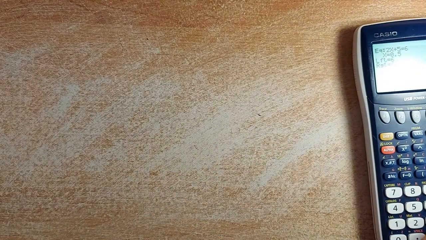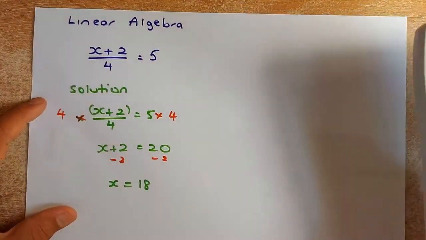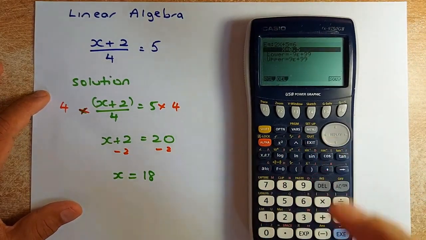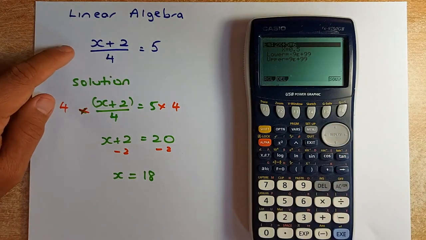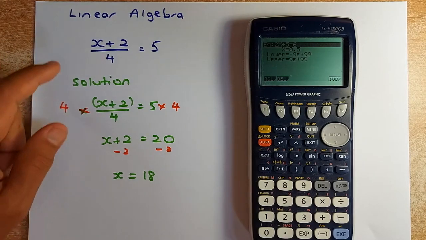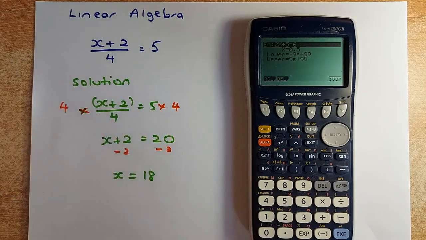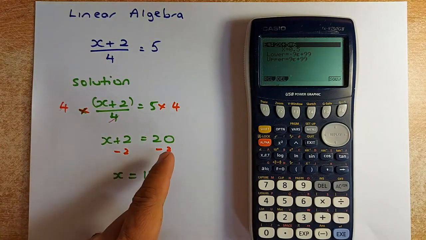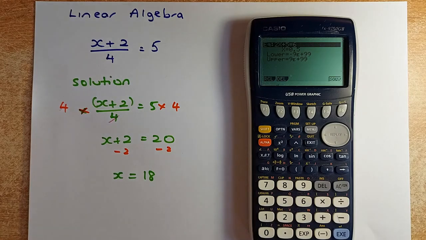The next example is also another linear algebra. This time it is a little bit on fractional equation. So we shall exit it, and we are going to put the new equation. We're going to solve this manually: x plus 2 divided by 4 equal to 5. The first thing is to get rid of this 4. You multiply by 4 on both sides, so 4 and 4 cancel out. We are left with x plus 2 equal to 20. Then we minus 2 on both sides. So the final answer is x equals 18.